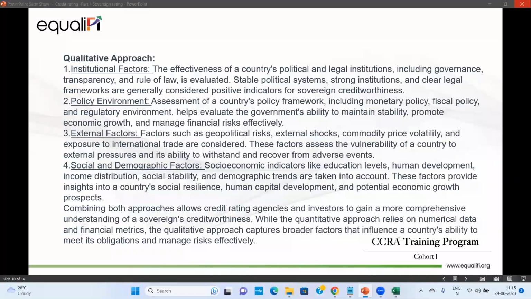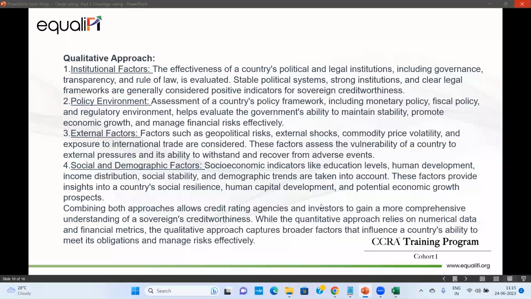External factors means external shocks, commodity price volatility, and exposure to industry. So how do the external factors affect the country? It could be external shocks or commodity price volatility, and what is the sensitivity to that?